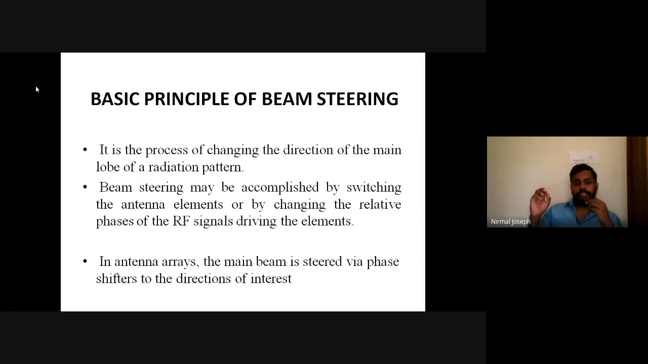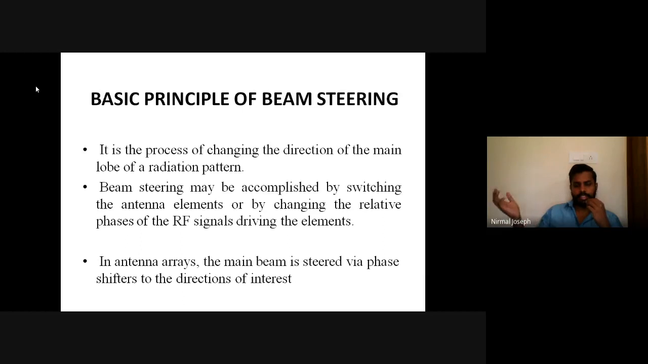Switching the antenna elements means what? We can switch in between the antenna elements so that the direction of radiation, or the direction of main lobe maxima, will be changed. That is basically just rearranging the antenna elements in the array. That is quite understandable. If you are rearranging the antenna elements in the array, of course, the direction will change.